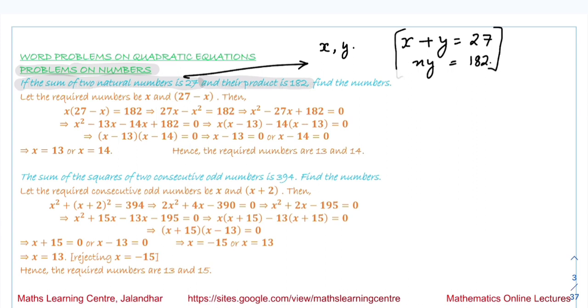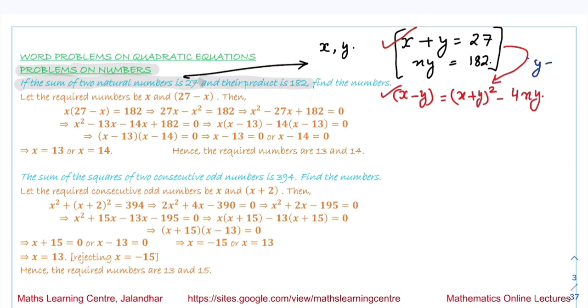Similar kind of question we have seen in the chapter of linear equations. So one method to solve this is using the linear equations. What we can do, we can find the value of x minus y using the formula x plus y whole square minus 4xy. Using this formula we will find the value of x minus y, and then we will have two linear equations and we can solve them.